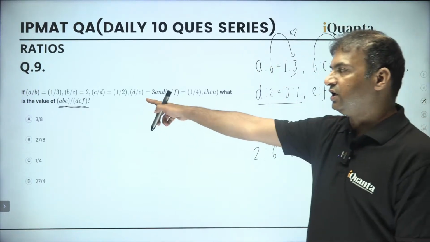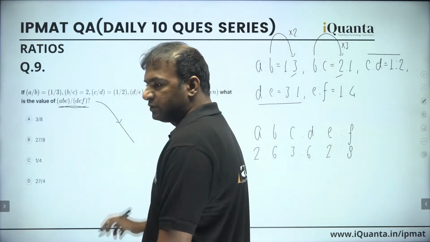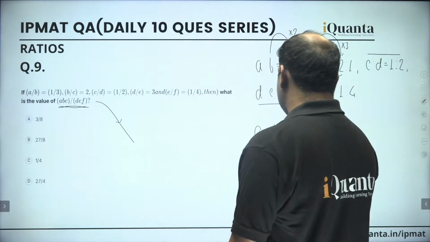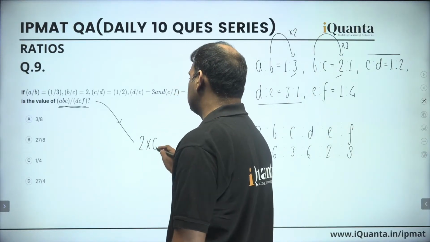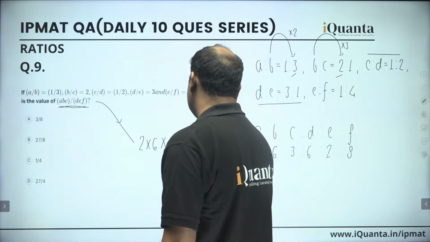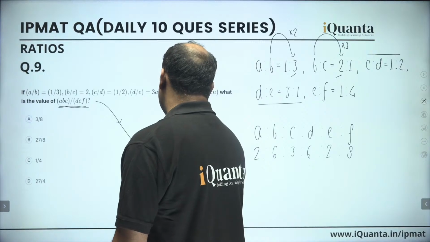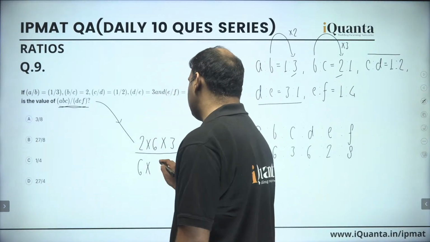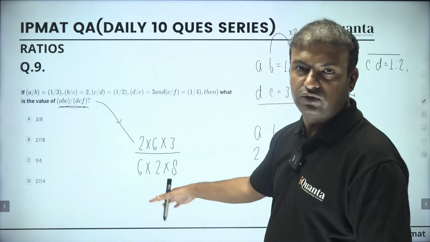Now we can just try to solve this question where they're asking A, B, C is to D, E, F, right? So guys, putting the values of all of them, A we can say is 2, B we can say is 6, right? C we can say is 3, divided by D, E, F. So D we can say is 6, E we can say is 2, and F we can say is 8 over here, right? Now simply we just have to find this ratio.